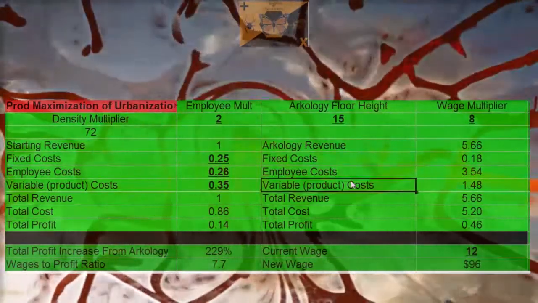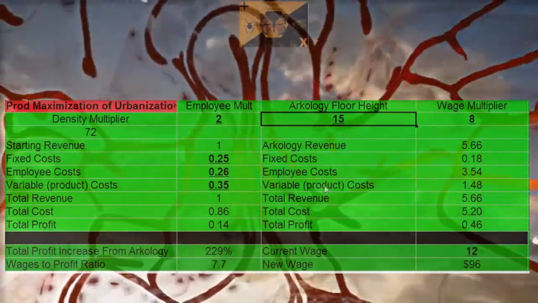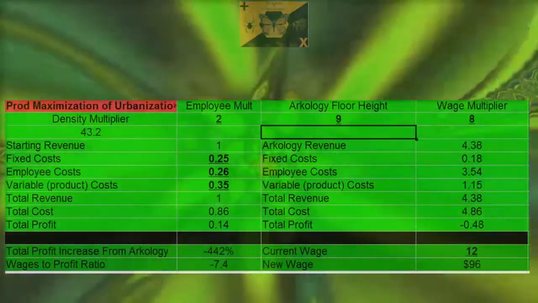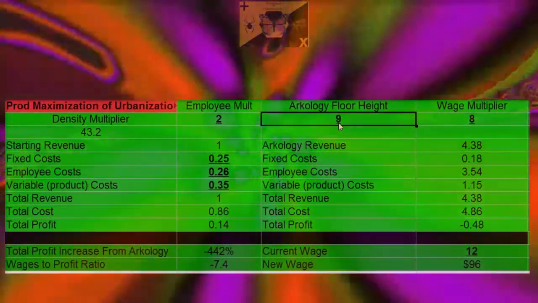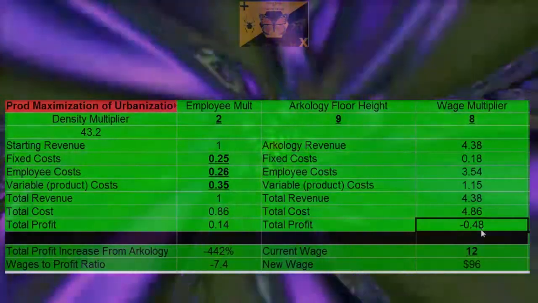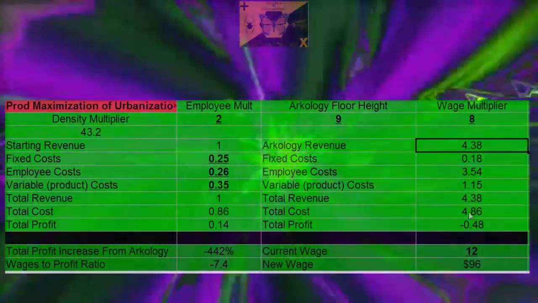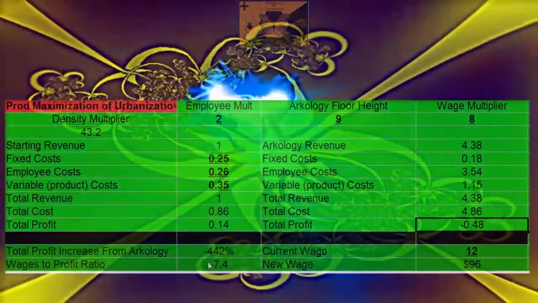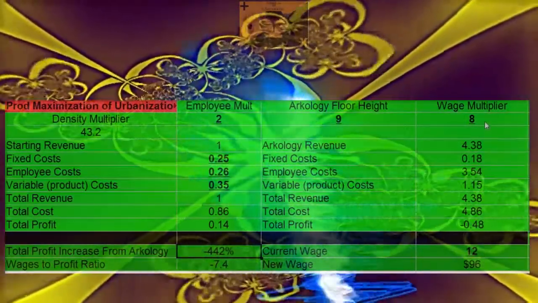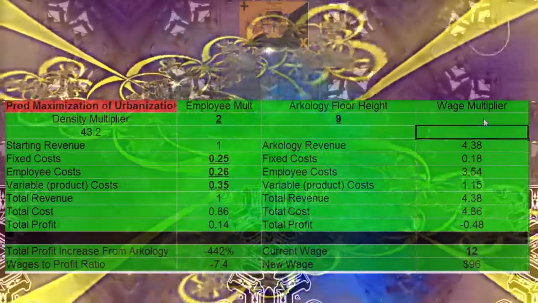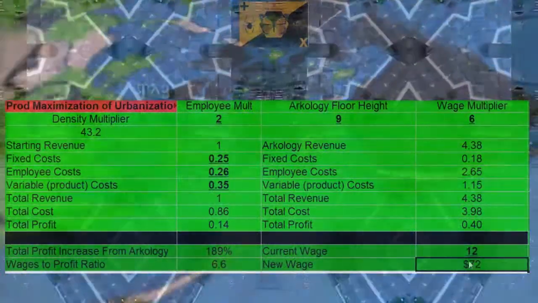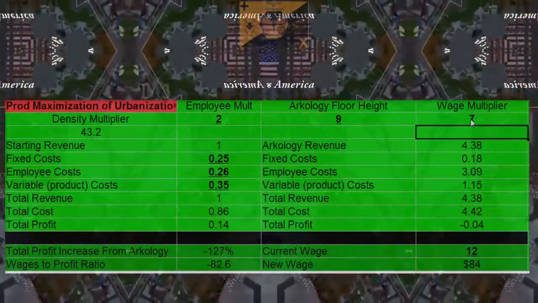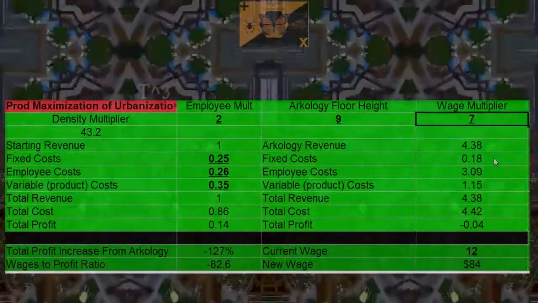So I'm just going to play with these variables a little bit for everyone. Let's say you want 9 stories because 15 is just too high. See, now you're getting less revenue, less customers, and you have a negative profit here. So you have to tone down the wage multiplier. Oh, but look, now at $72 an hour, you still have a decent profit. You get 7. Oh, no, it's 0.